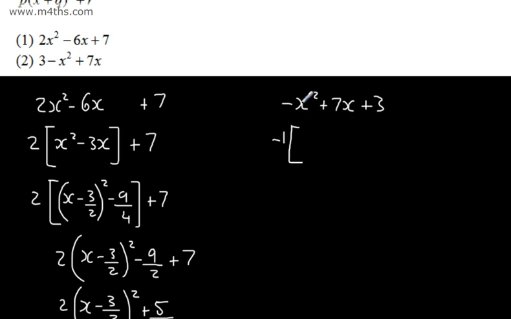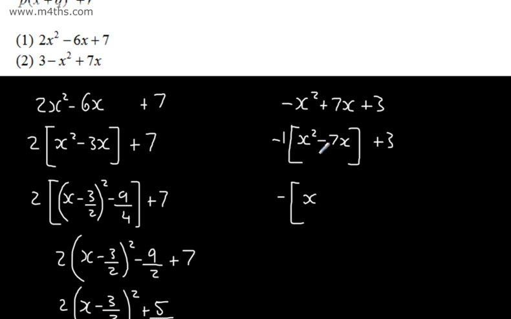I'm only going to consider the first two terms. That will give me x squared, then we're going to have minus 7x. I'm going to leave the 3 outside. So if we multiply back through, we'd have negative x squared plus 7x. I'm now going to complete the square on the expression inside the bracket.